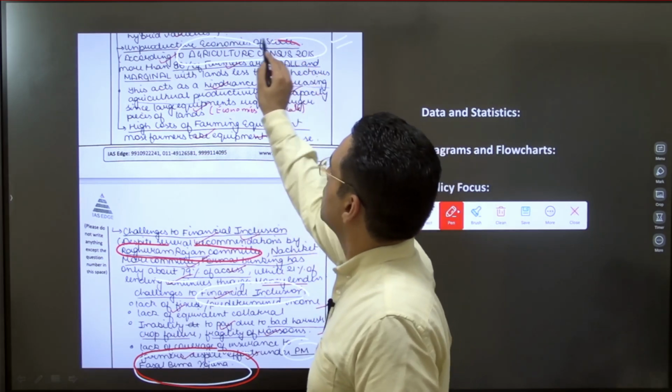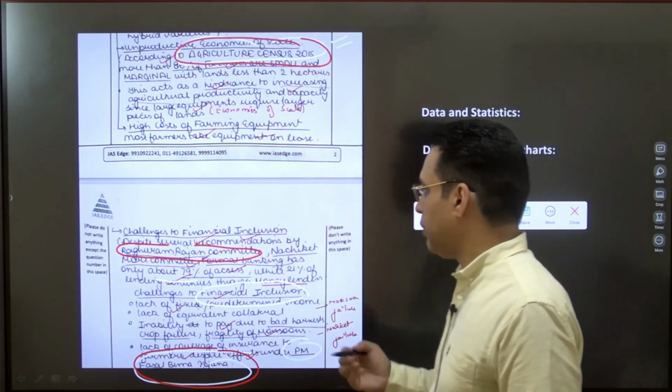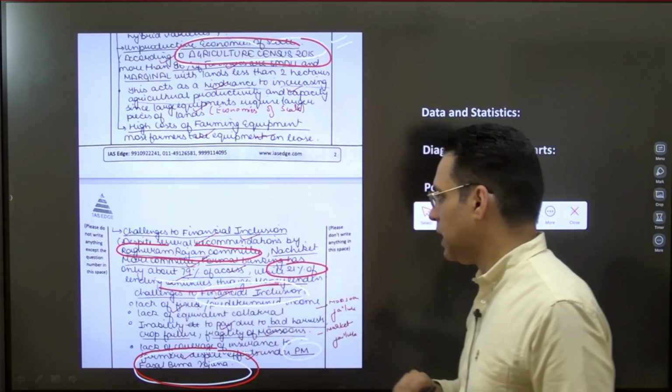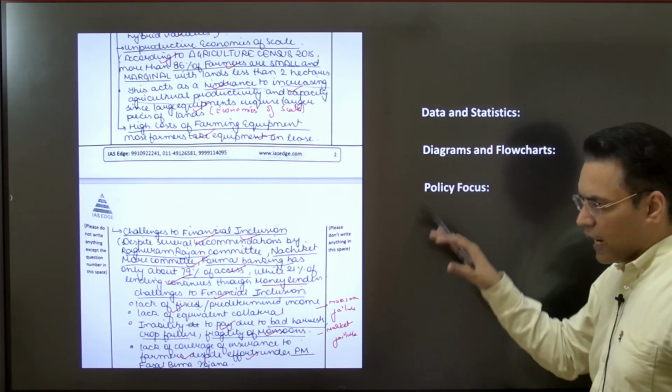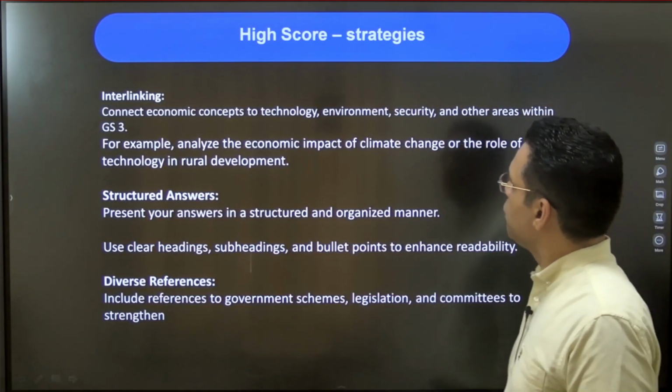We have agricultural census. So within the same answer, okay, you have a lot of data, facts. You can see while 21% lending, through money lenders. Now these data help you. The policy focus is there. The diagram is not there, but you can make a diagram also. Okay. So interlinkage is very important.